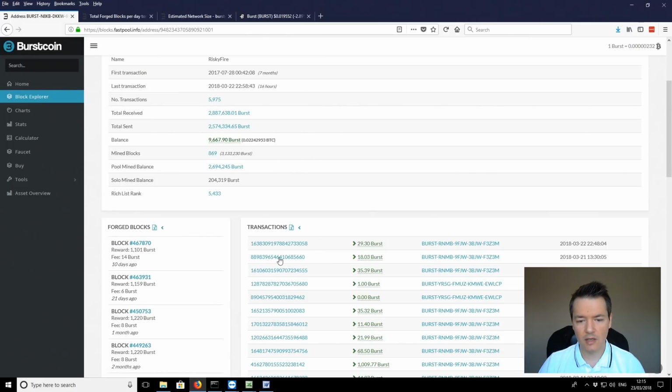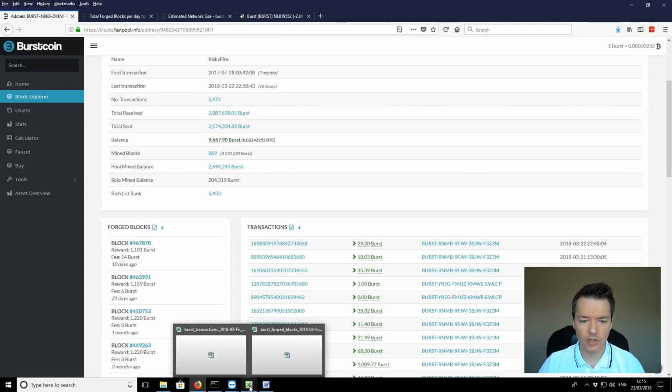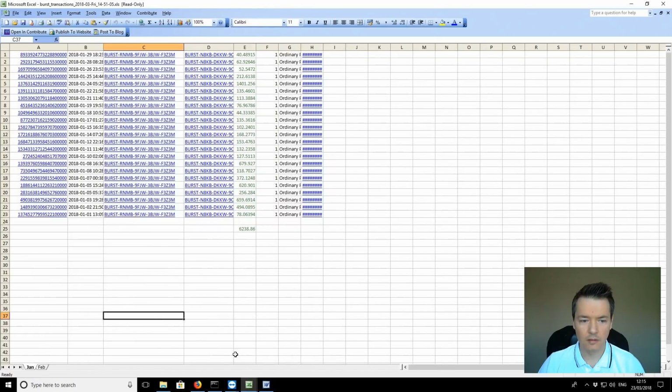So let's continue on. If I have a look at the Excel sheet for the transactions, we've got January here, and what I've done is I've just tidied it up to show all the transactions for January from the pool. So I'm using this pool right here. And then if you scroll down, we've got a balance at the bottom. So Burstcoin earnings in total, for the 103 terabytes I've got plotted at the moment, is 6,238.86. So that's the January Burstcoins.